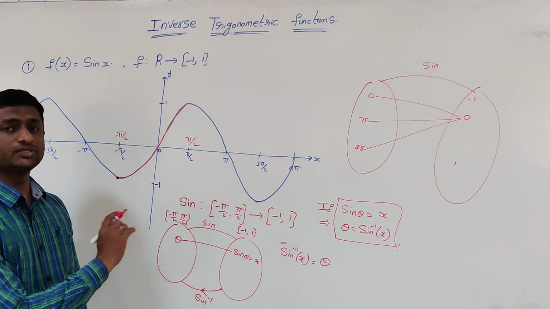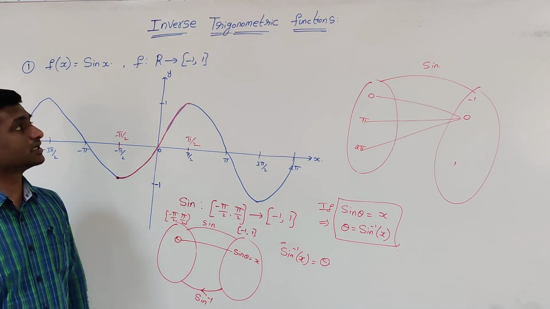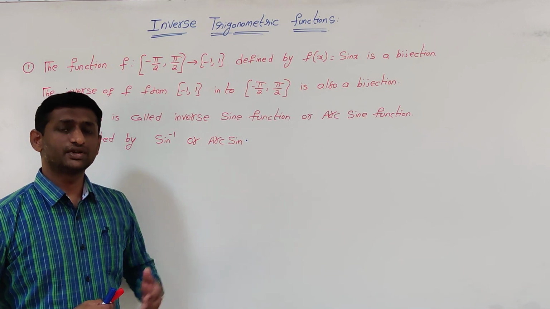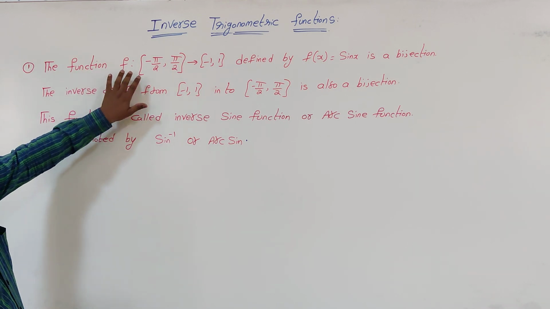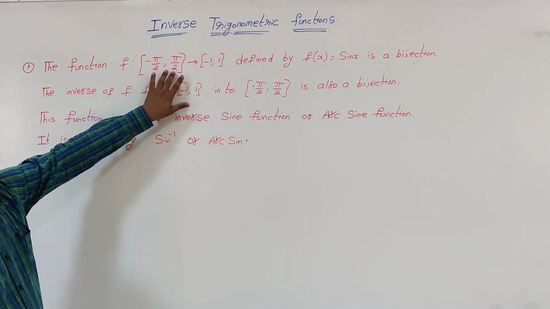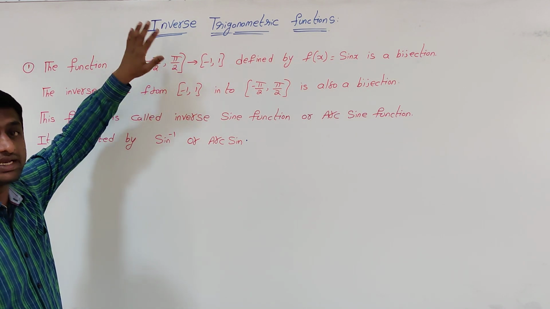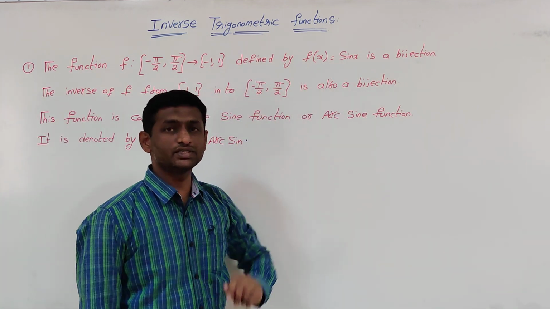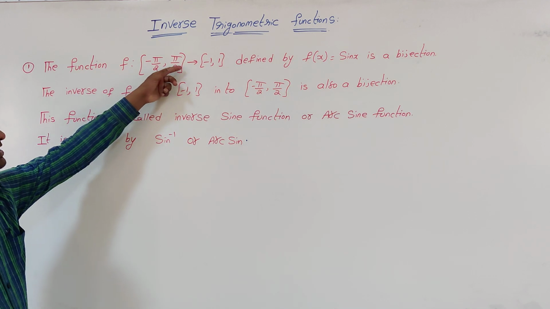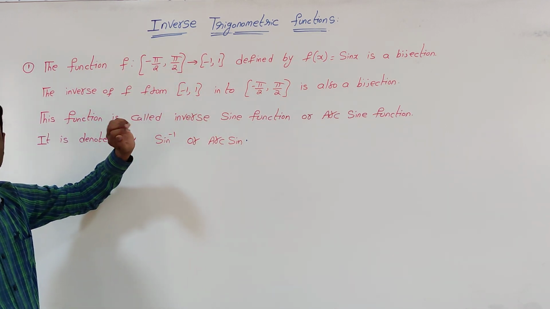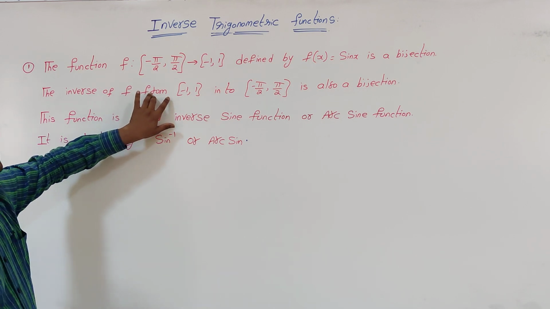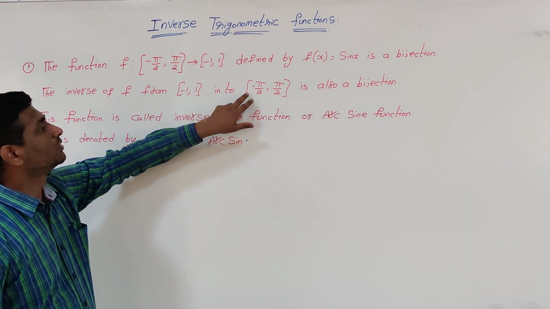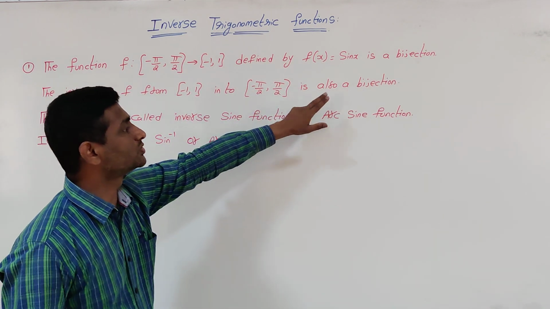So we will write the definition of the inverse sine function. The function f mapping from the closed interval minus pi by 2 comma pi by 2, this is our restricted domain for the sine function, to the closed interval -1 comma 1, defined by f of x is equal to sin x, is a bijection. Then if it is a bijection, the inverse function is also a bijection. The inverse of f, from the reverse of these sets, from -1 comma 1 into the closed interval minus pi by 2 comma pi by 2, is also a bijection.